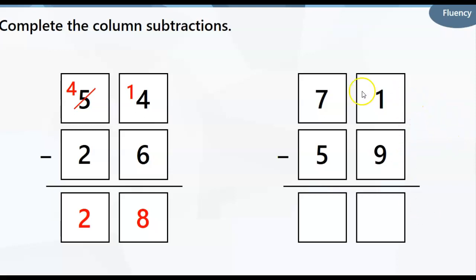Okay, I've got 71 take away 59. Always start with my ones column. I've got 1 take away 9. I've got one finger, I can't take away 9 of them.